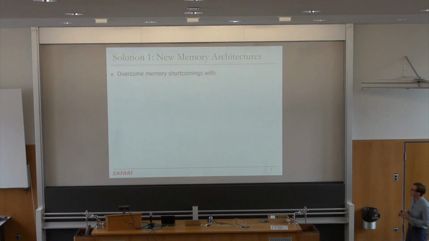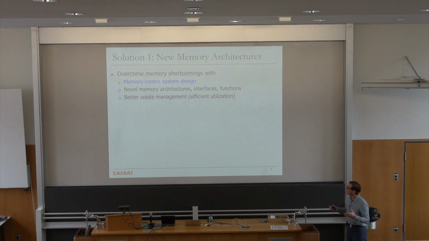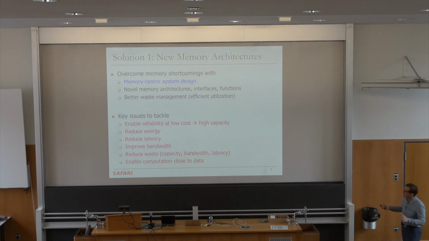But before we go into that, remember, just to give you the big picture, we've been talking about the memory problem, and we've been talking about 2 solution directions. One is designing new memory architectures. Whatever we discussed previously: memory-centric system design, better interfaces, better functions, better management of waste, efficient utilization, for example, of latencies. We don't want to waste latency, and we looked at the heterogeneity in latency quite a bit and tried to take advantage of that heterogeneity. Those are very good ideas. There are many key issues to tackle over there. These all apply to emerging memory technologies also. So keep that in mind.